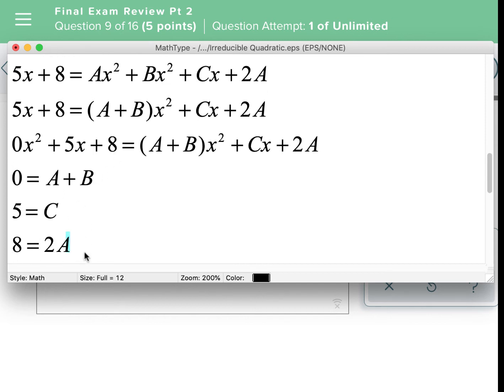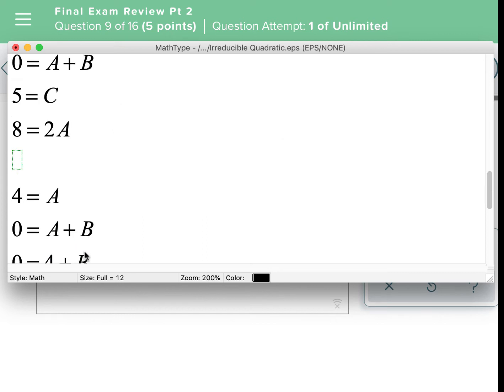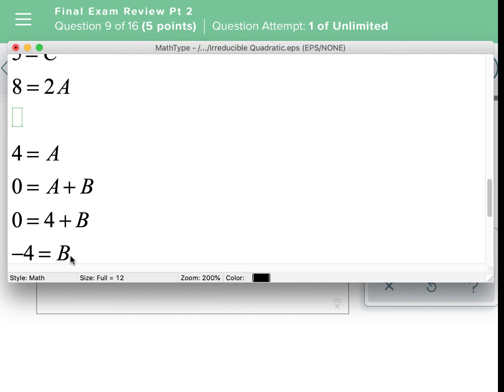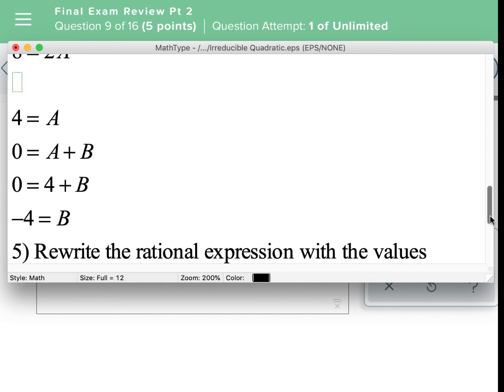Solving for a in the last equation by dividing both sides by 2, we get a equals 4. And then using that first equation, 0 equal a plus b, I can now plug in 4 for a and solve for b. Subtracting 4 from both sides, I get negative 4. So a is 4, b is negative 4, and c is equal to 5.